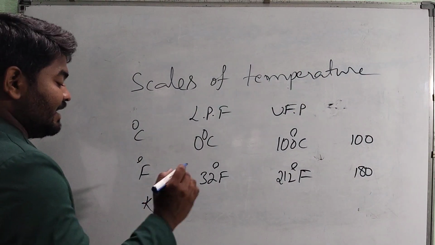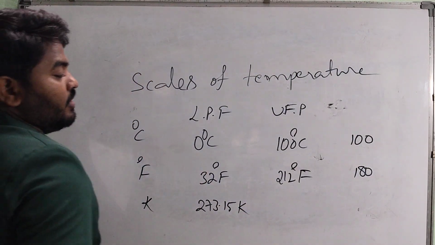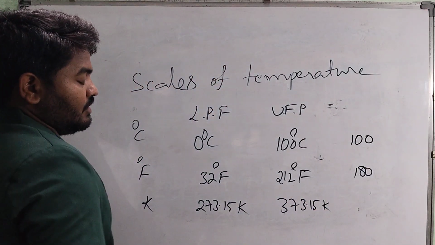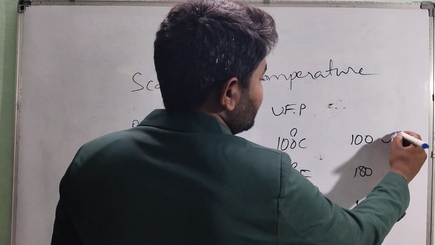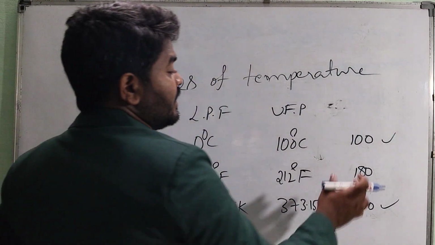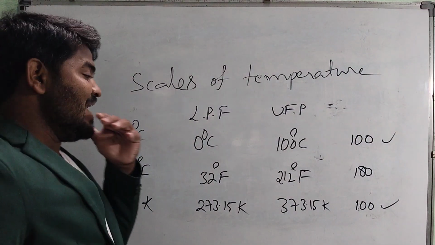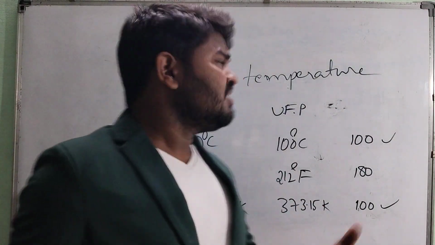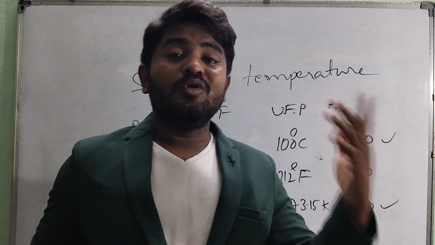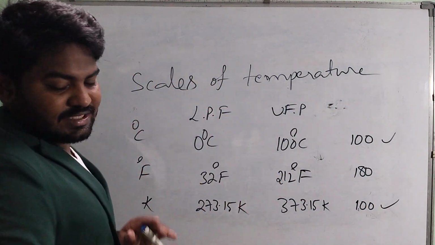Coming to the Kelvin scale, 273.15 Kelvin is the lower fixed point and 373.15 Kelvin is the upper fixed point. The number of divisions is 100. If you observe here, the number of divisions is the same in degree Celsius and Kelvin. That means the change in temperature is the same in both scales, right? So this is about the upper fixed point, lower fixed point, and number of divisions. By using this data, we can convert the temperature reading from one scale to another, right?